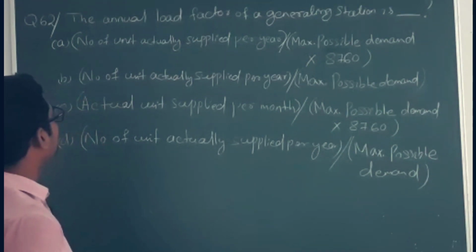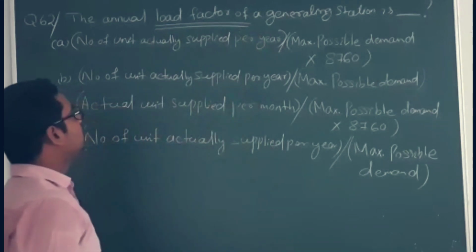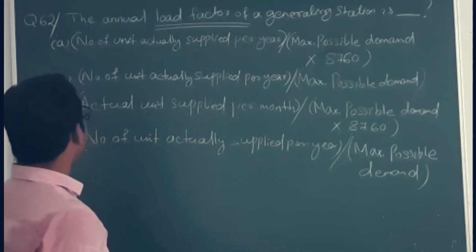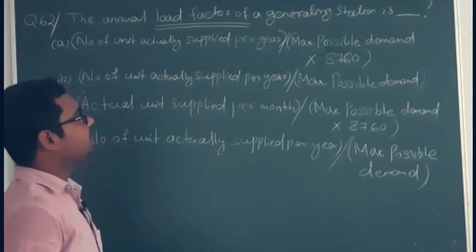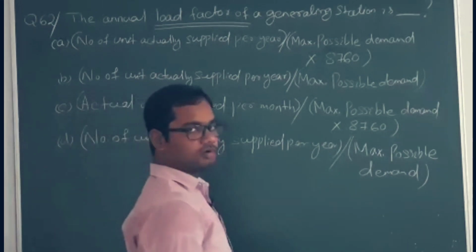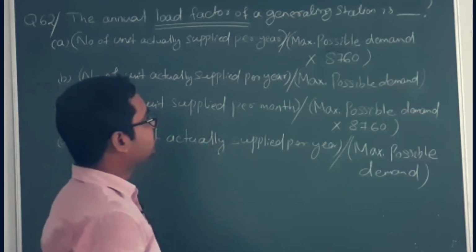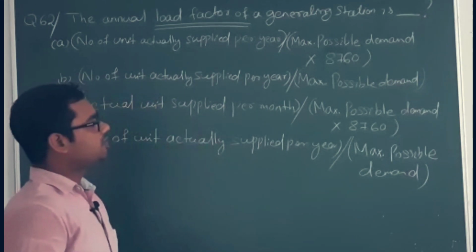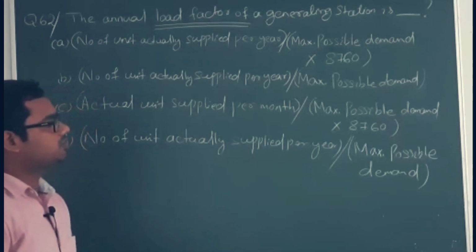The question is: the annual load factor of a generating station is dash. This is a simple definition. The options are: number of units actually supplied for a year divided by maximum possible demand into 8760; number of units actually supplied for a year divided by maximum possible demand; actual units supplied for a year by maximum possible demand into 8760; and the number of units actually supplied for a year by maximum possible demand.